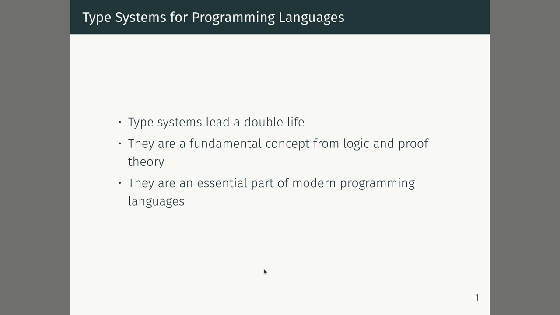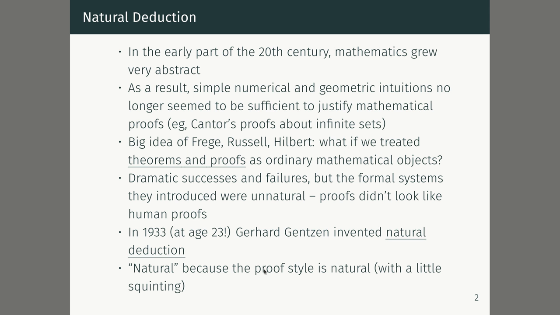Now, we talked briefly in the previous lecture about how type systems lead a double life. On the one hand, they're a fundamental concept from logic and proof theory, and on the other hand, they're an essential part of modern programming languages. And you may wonder, okay, how exactly does this relationship work? And the idea is that we can specify both logical systems and programming language type systems by means of inference rules. And these two ideas sort of share a common inheritance.